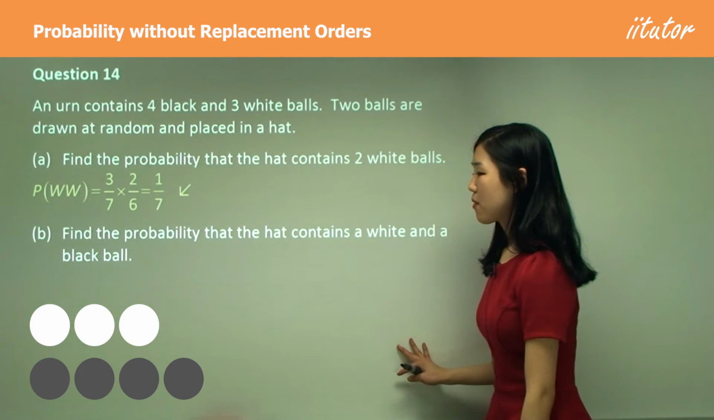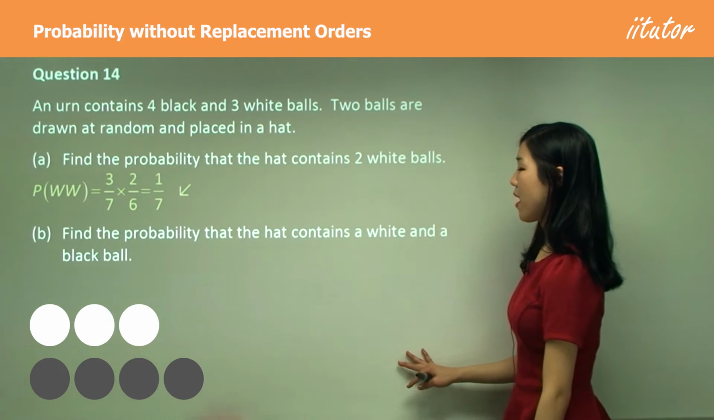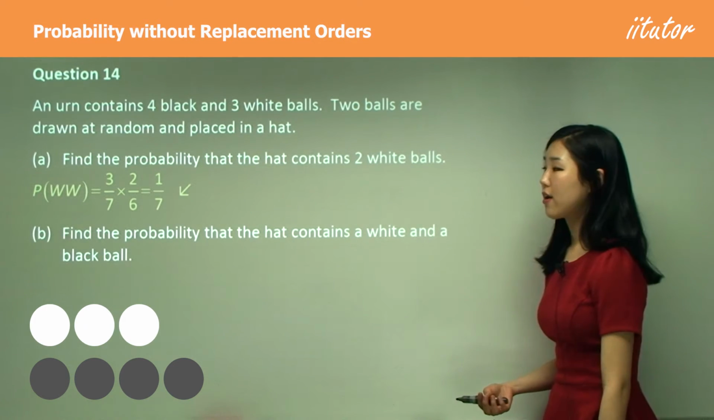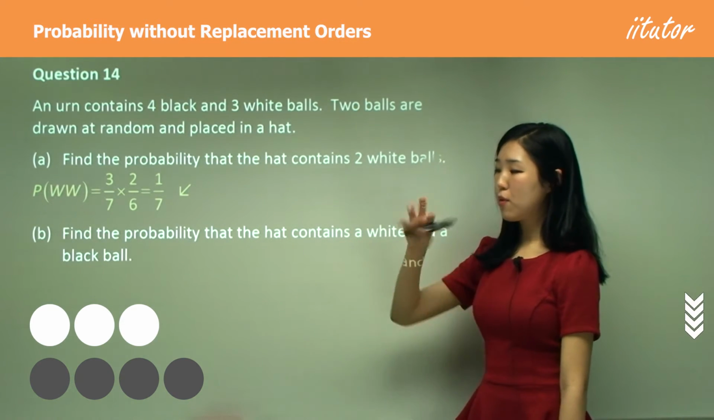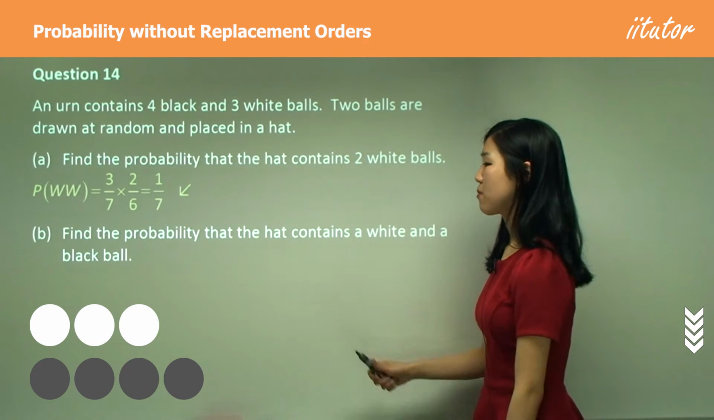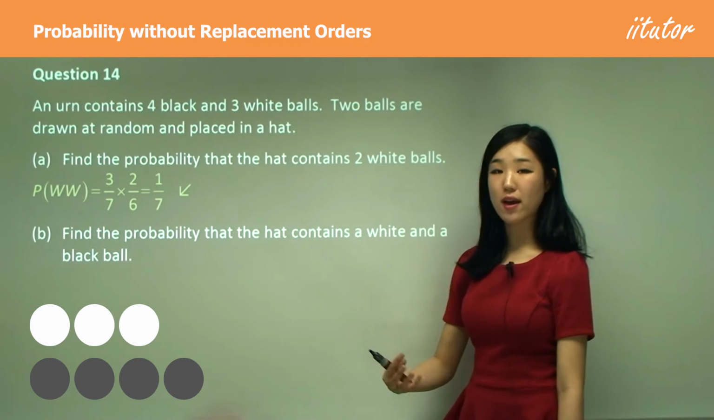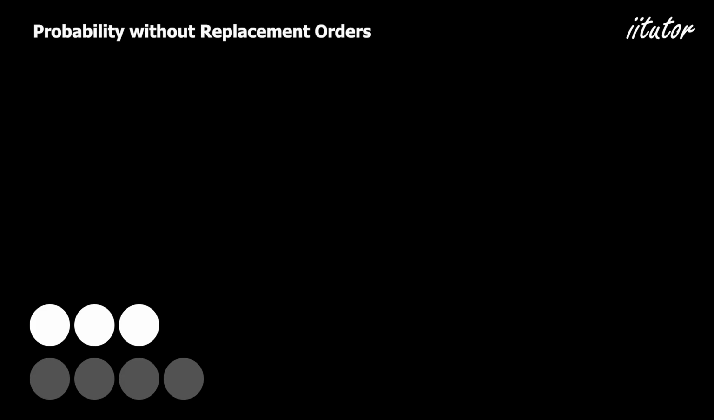Now B, find the probability that the hat contains a white and a black ball. Okay, so when I've picked a ball, I put it inside the hat. And I want to find the probability that the hat contains a white and a black. Probability of a white and a black could mean 2 cases. One in which white comes first, so when I put in white and then black, or black and then white. There's 2 cases you must consider.